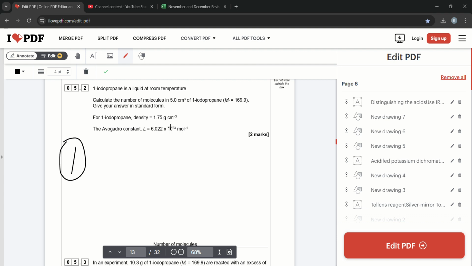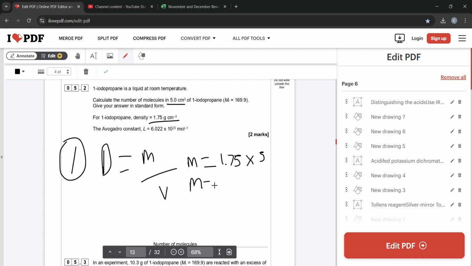To find the number of molecules, we need to find moles and multiply by Avogadro's constant. How do we find the moles? We need to find the mass. How do we find the mass? Well, we know density is equal to mass over volume, so mass is density times volume. Density of that, volume of that: 1.75 times 5 will give me my mass as 8.75 in grams.